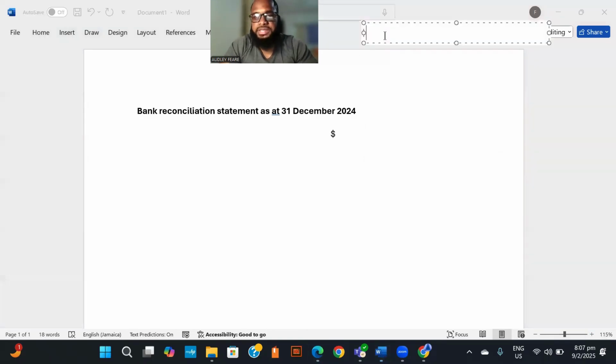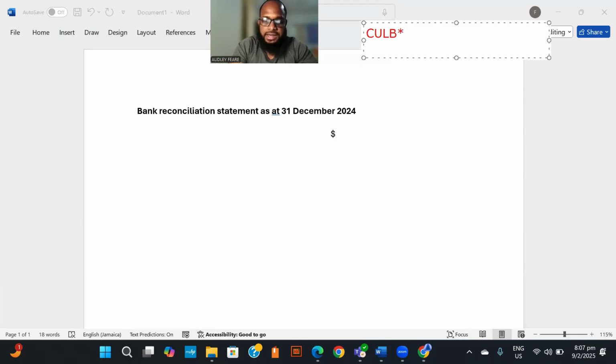When I teach my students, I tell them that you can use this to remember. So we have COLB and BLUC. What does that mean? That means balance as per cash book, unpresented check, late lodgement should equal back to your balance as per bank statement. Let it make sense first, and then we'll go back to that.